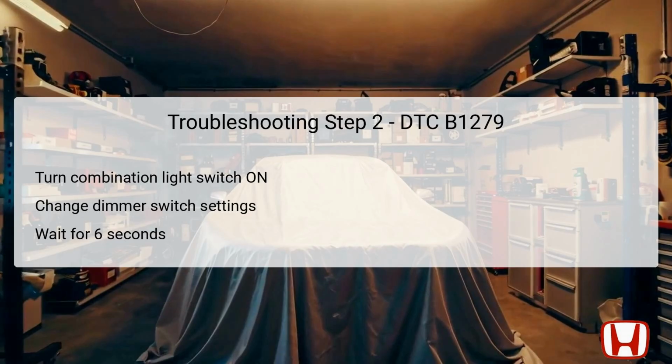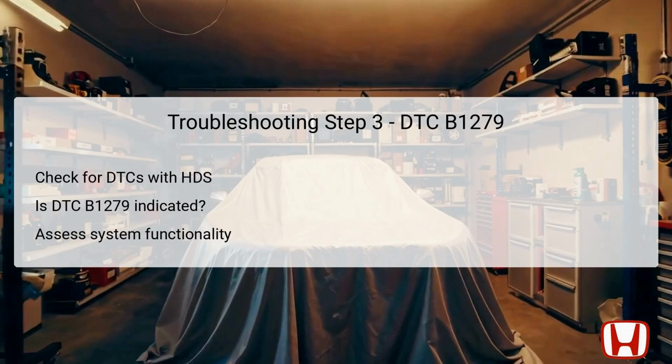It is important to wait for at least 6 seconds to allow the system to register the change and fully respond. These actions help in determining the operational status of the dimmer switch and its interactions with the combination light switch. Following the previous adjustments, the next step is to check again for DTCs using the Honda Diagnostic System, HDS.